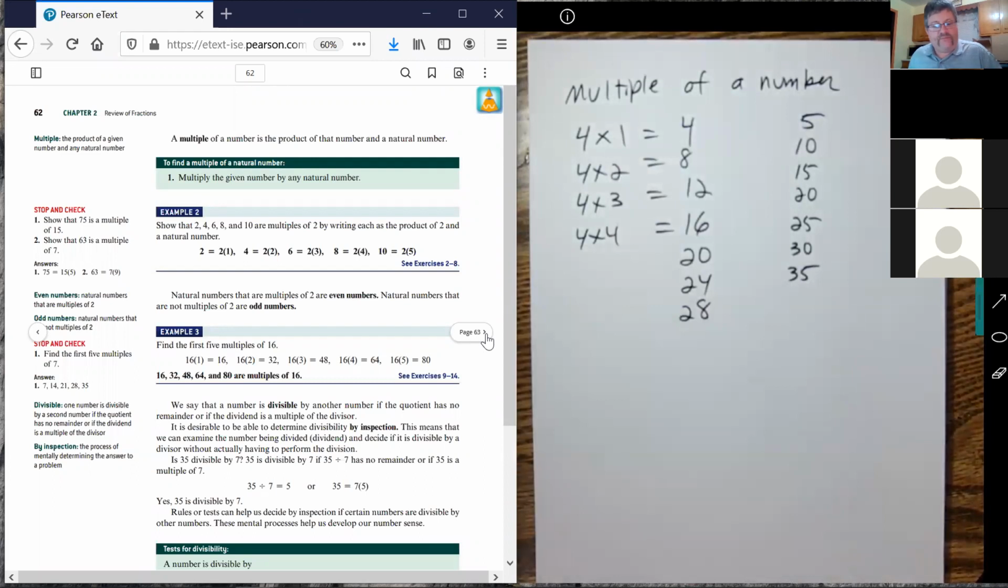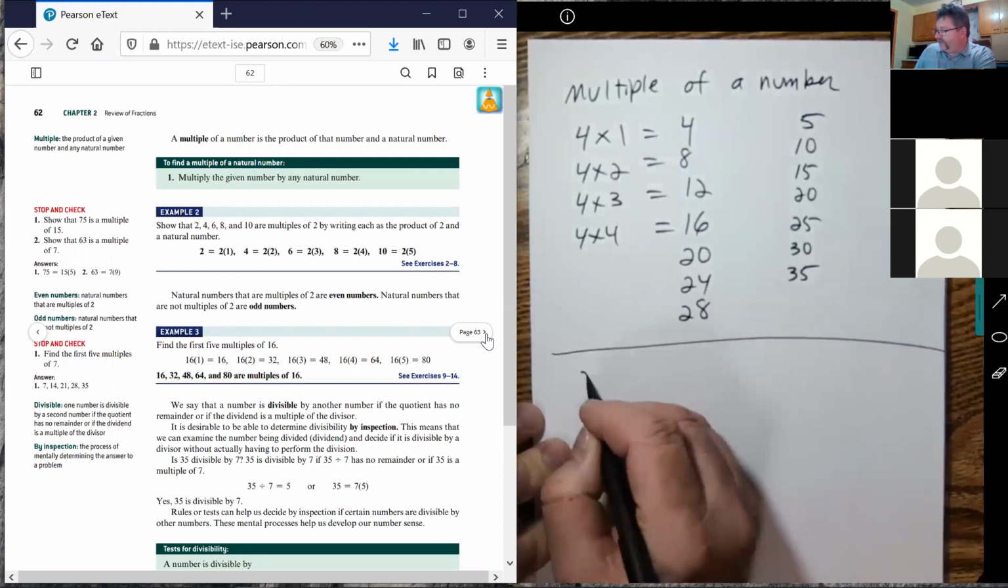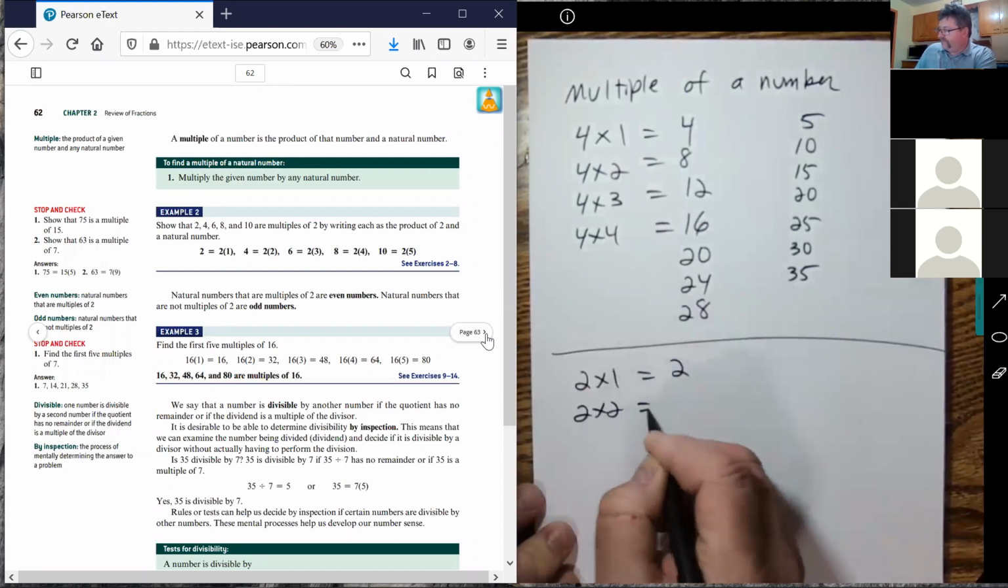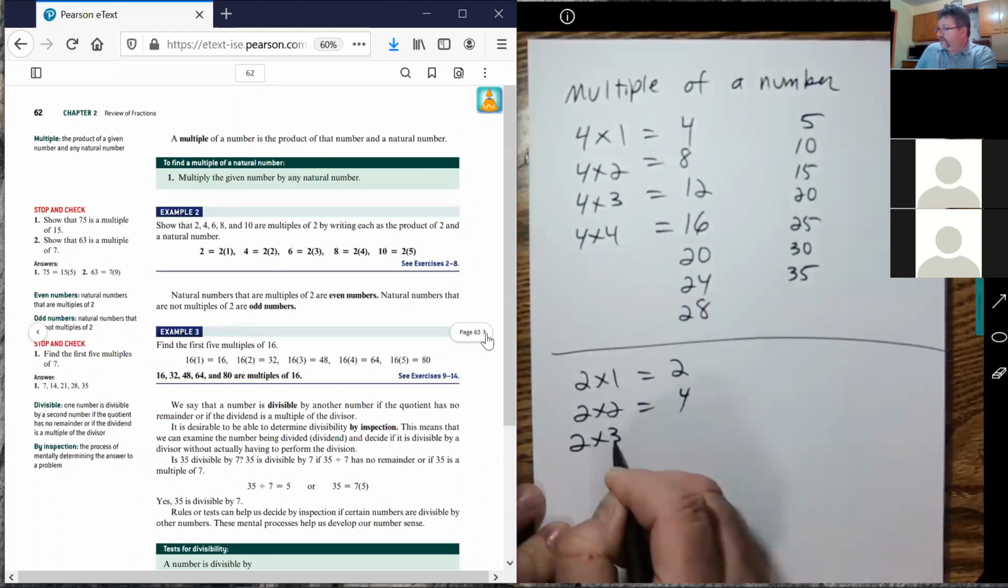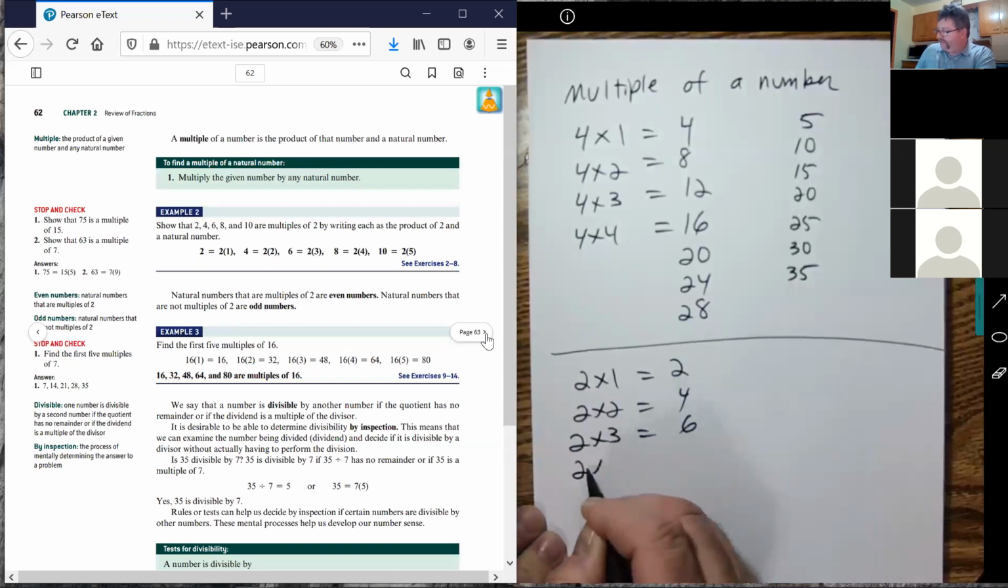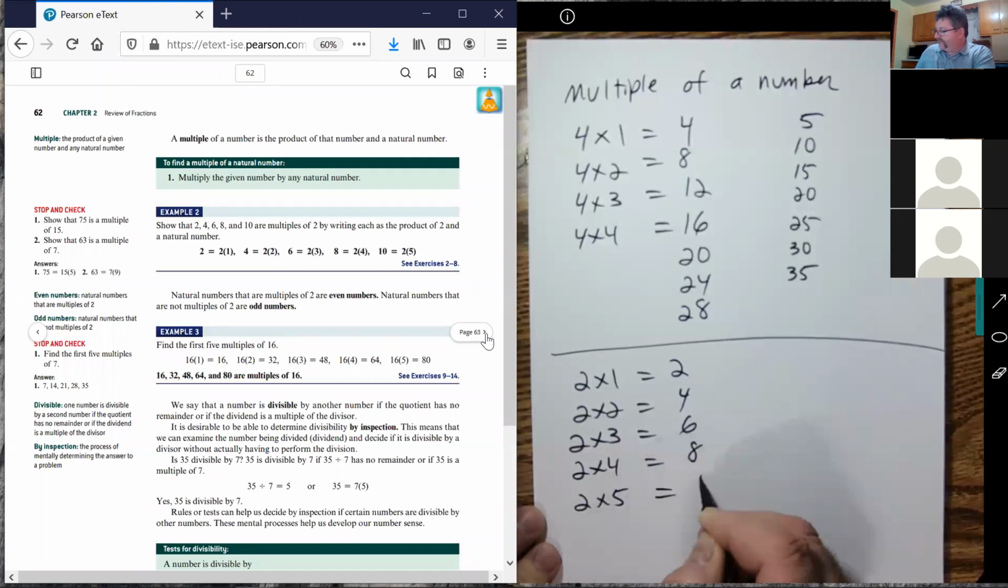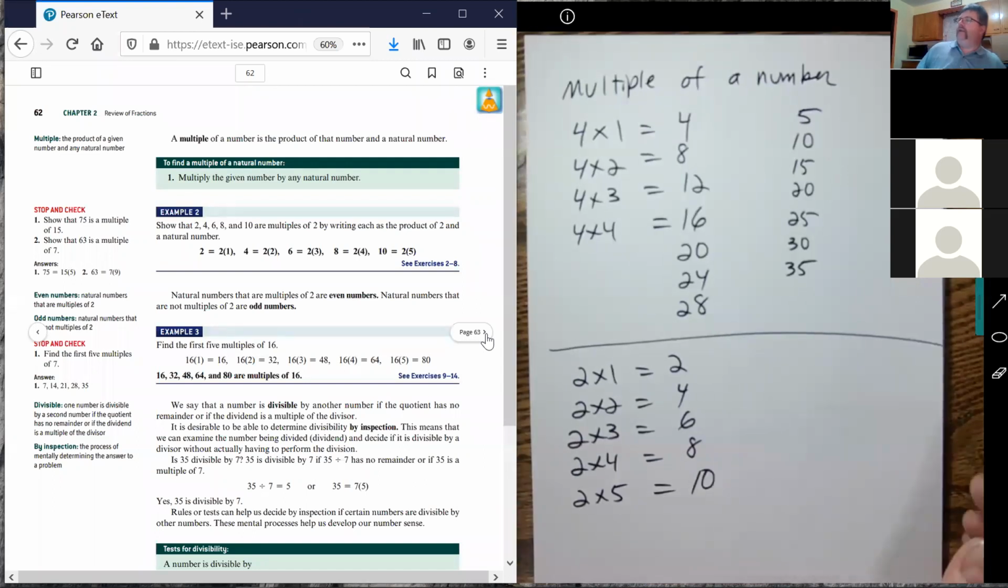Okay, so example 2 just asks us to do that a couple times. Show that 2, 4, 6, 8, and 10 are all multiples of 2 by writing it out. So 2 times 1 is 2. 2 times 2 is 4. 2 times 3 is 6. 2 times 4 is 8. 2 times 5 is 10. So we have demonstrated that 2, 4, 6, 8, and 10 are all multiples of 2.